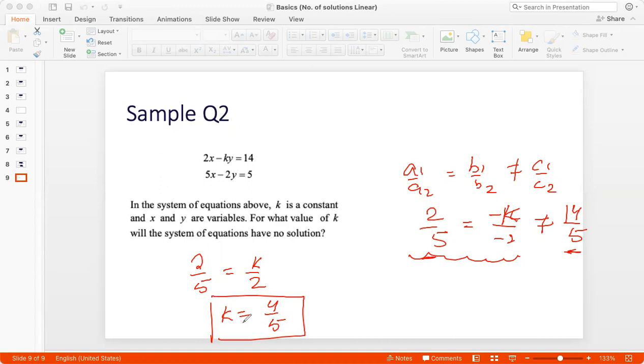So for k equal to 4 by 5, the system will have no solutions. So those were the conditions that you need to remember for a system of linear equations in two variables for no solution, unique solution, and infinite solutions.